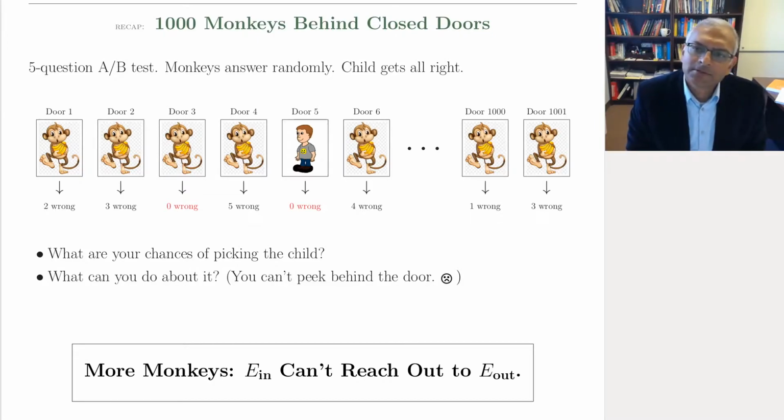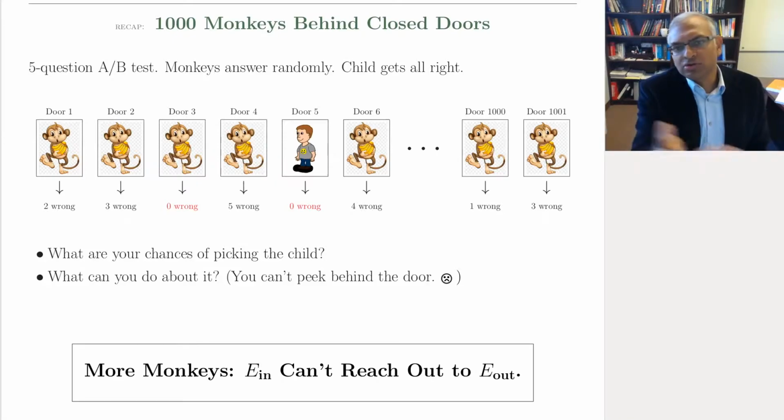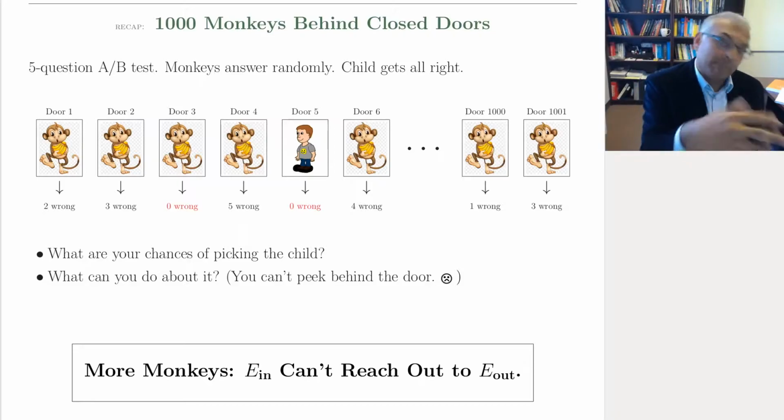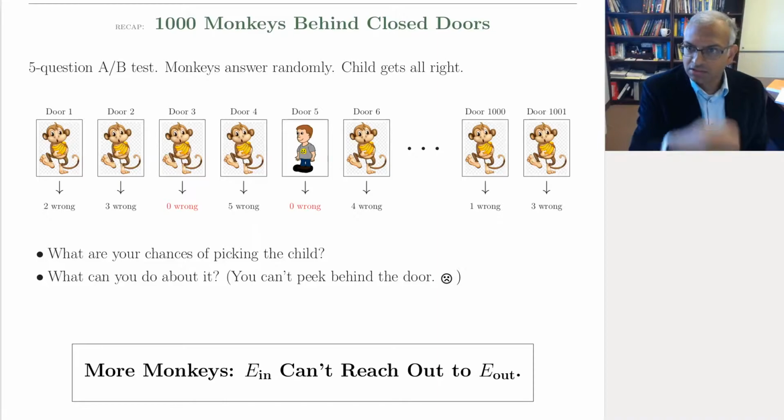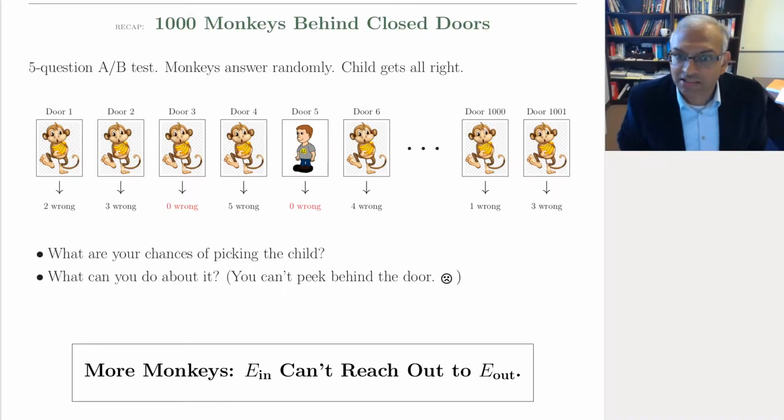And so for those monkeys, E_in is not equal to E_out. But you're just as likely to pick one of those dumb lucky monkeys as you are the child. And if you pick the dumb lucky monkey, its E_in is 0 and its E_out is 0.5, random. But if you happen to pick the child, then its E_in is 0 and its E_out is 0. So E_in is equal to E_out for the child, but not for the monkeys. There'll be many 0 doors. You'll probably pick a monkey.